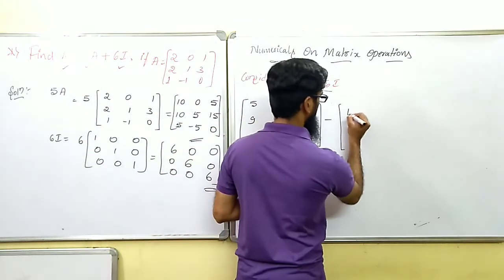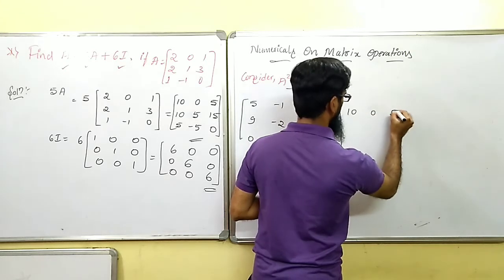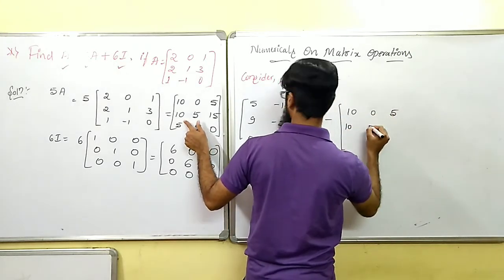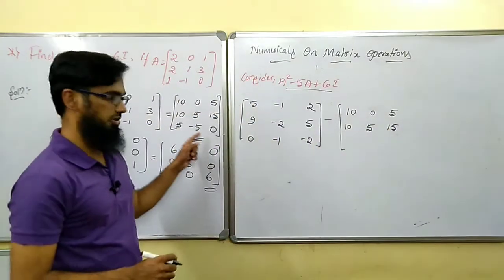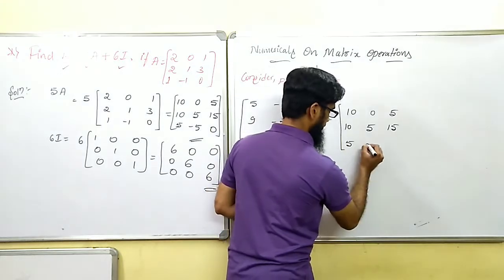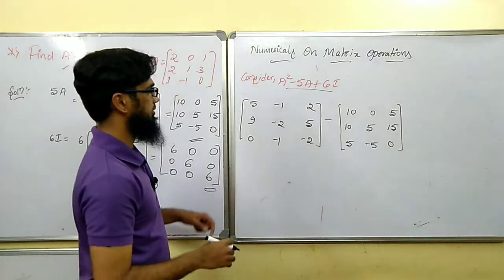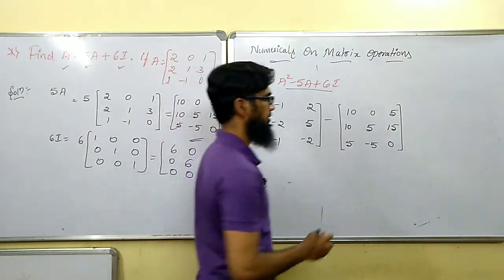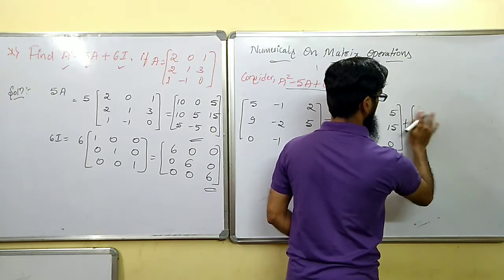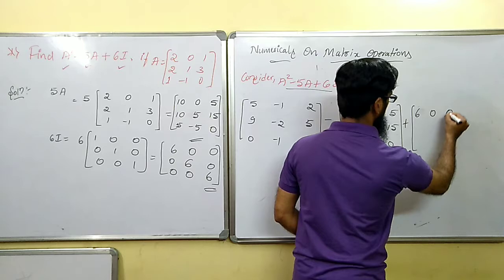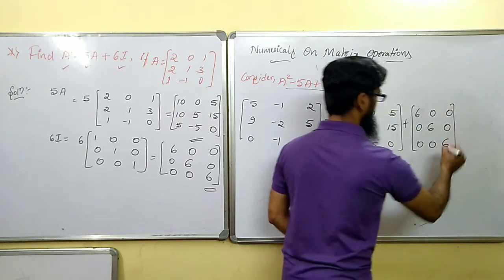So 10, 0, 5; again take 10, this is 5, and again this is 15, and I can write this 5, minus 5, 0. So this is your 5A. The last one is plus 6I, so I'll write plus 6I, which is 6, 0, 0; 0, 6, 0; 0, 0, 6. This is your matrix 6I.